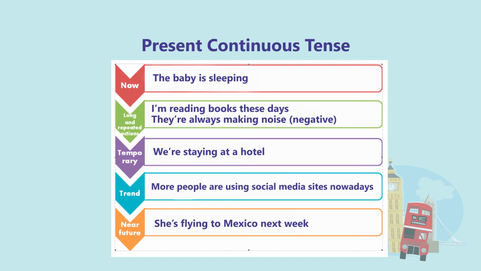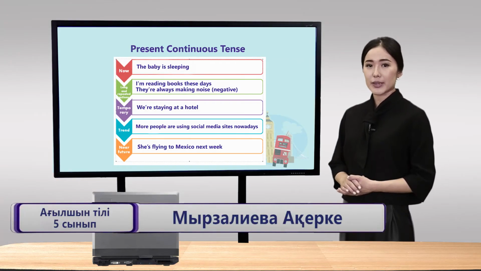Next, let's move on. Also, I want to add something about stative verbs. In English, there are two kinds of verbs. Action verbs and stative verbs.